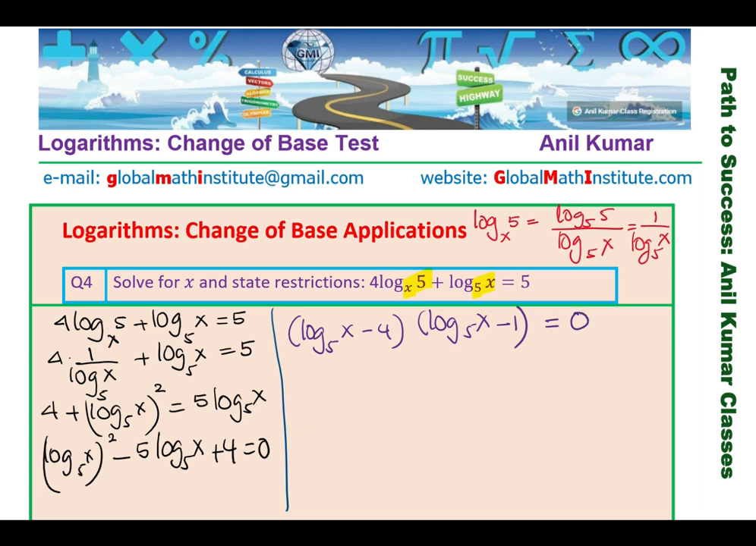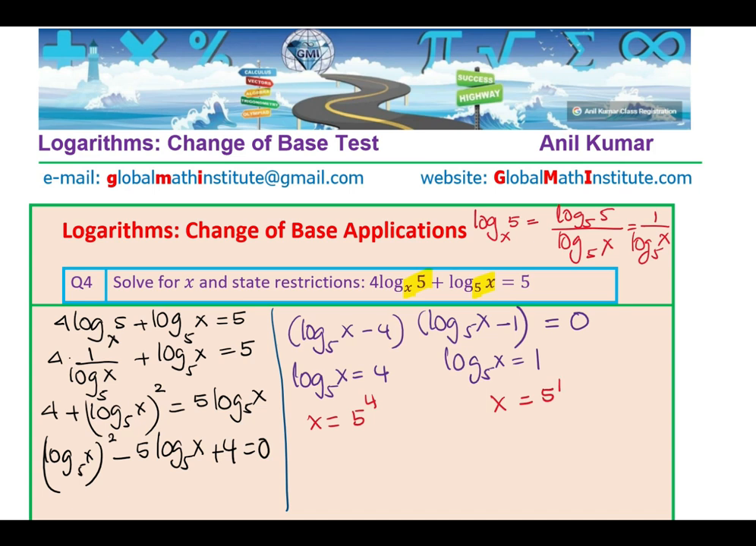Now, in this quadratic equation, we have two solutions. One is log to the base 5 of x equals 4, and the other one is log to the base 5 of x equals 1. So, we get first solution as x is equal to 5 to the power of 4. Okay? And here we get x is equal to 5 to the power of 1. So these are the two solutions with us, right? So 5 to the power of 4 is 625, right?